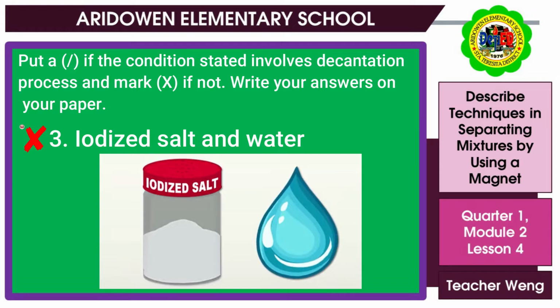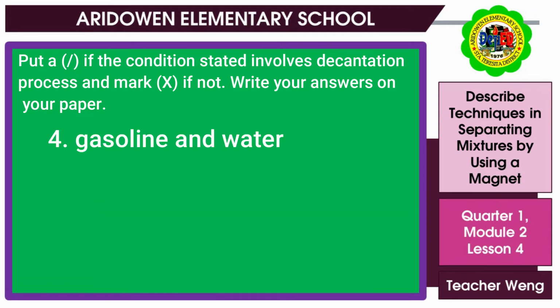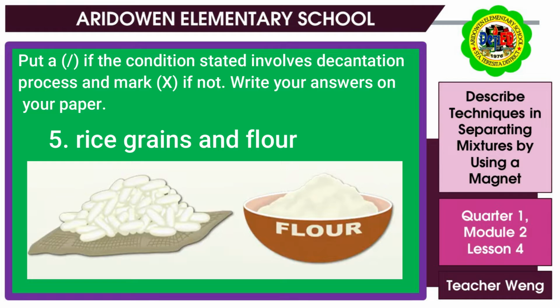Since this mixture is separated through the process of evaporation and not decantation. Number 4. Gasoline and water. The correct answer is check. Number 5. Rice grains and flour. The correct answer is X. Since this mixture is separated through the process of sieving and not decantation.